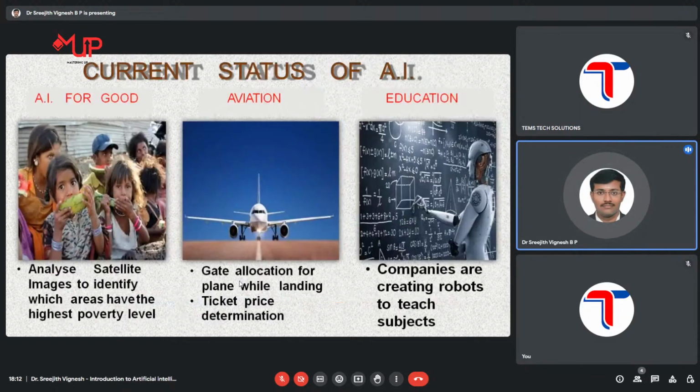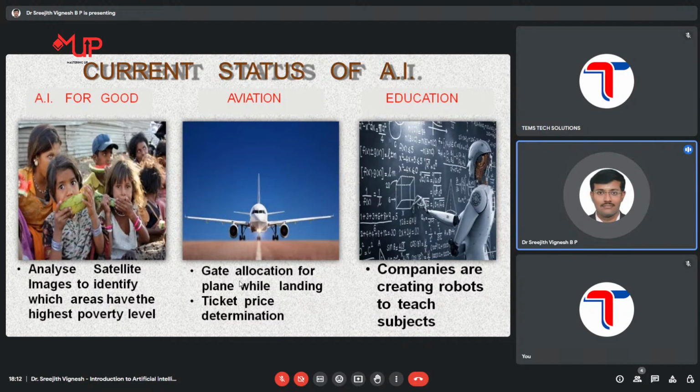So, current status of AI. How is AI good? AI is good for aviation and education. We are actually bombarded with a number of electronic gadgets around us today. If we have to analyze satellite images to identify which areas have the highest quality level, we will be able to adopt AI. If we want gate allocation for the plane while landing, we are able to use AI. Ticket price determination, we are able to use AI.